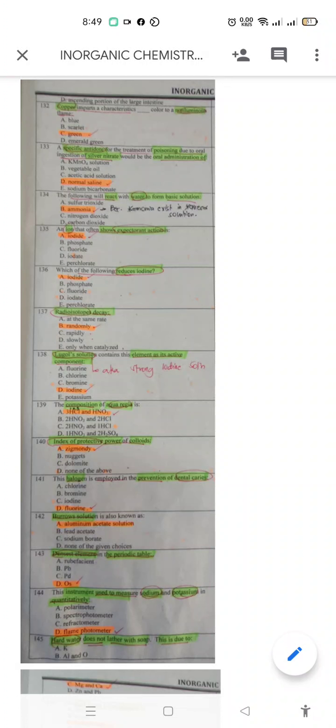Number 133. A specific antidote for the treatment of poisoning due to oral ingestion of silver nitrate would be the oral administration of your normal saline. So, your normal saline is the antidote for silver nitrate poisoning.